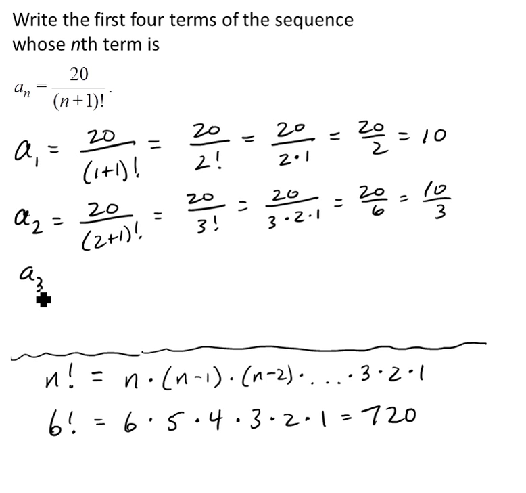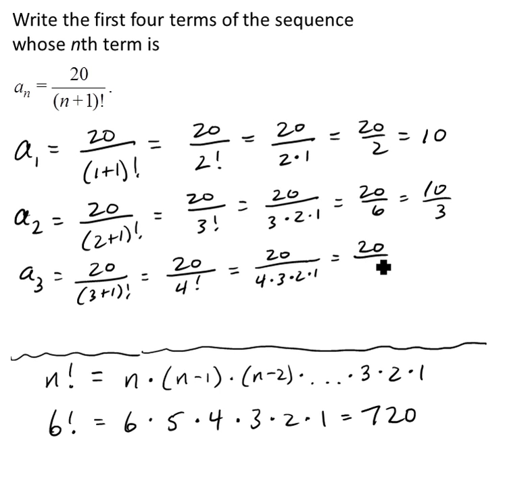And then a3 is going to be our third term. Let's plug a 3 in for n and get 20 over 3 plus 1 factorial. 3 plus 1 is 4. There's a 4 factorial, which means 4 times 3 times 2 times 1. So we can even do some simplifying before we multiply that out, or you can just go ahead and multiply it. 4 times 3 would be 12, times 2 would be 24. And that can be reduced to 5 over 6.